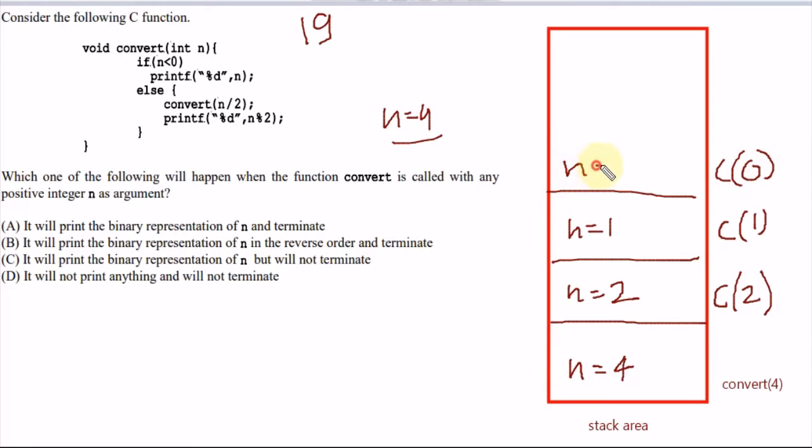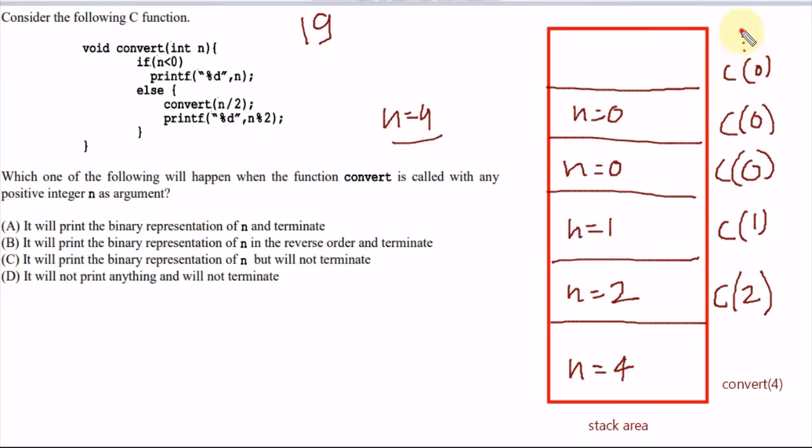Now n is equal to 0. Again this condition is false, so else is executed, and again we are going to call our convert 0 function. So now this convert 0 function will keep on calling. This will not execute the printf line, so it will not print anything, and it will keep on calling. So this will be executing for infinite times.